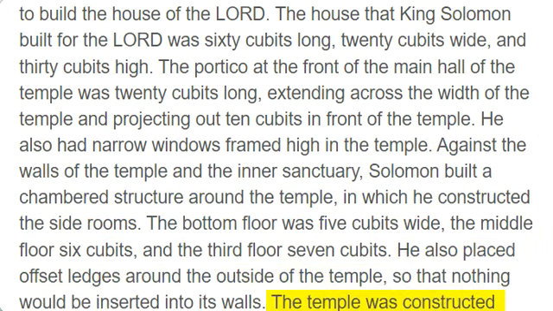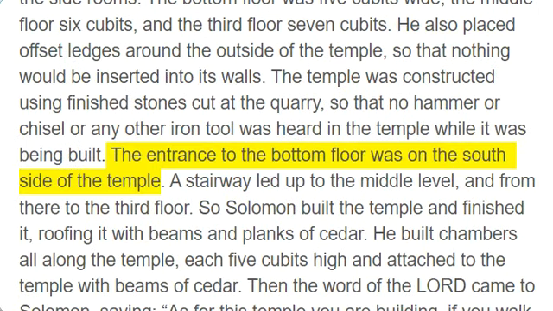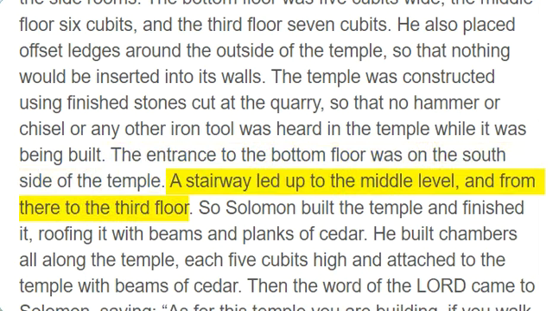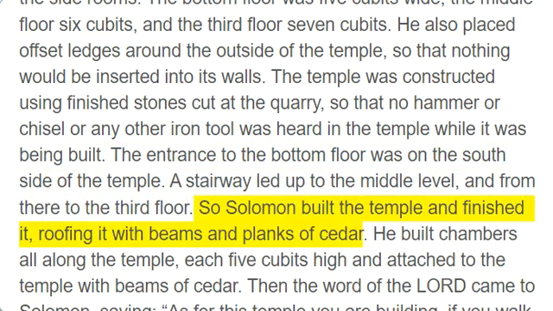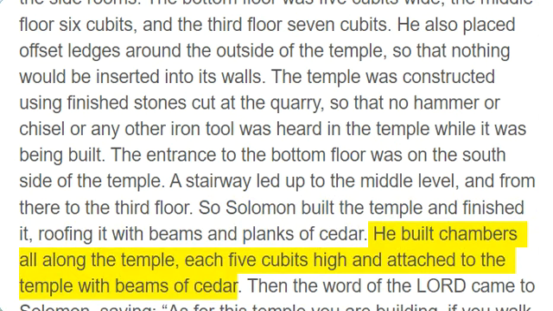The temple was constructed using finished stones cut at the quarry, so that no hammer or chisel or any other iron tool was heard in the temple while it was being built. The entrance to the bottom floor was on the south side of the temple. A stairway led up to the middle level, and from there to the third floor. So Solomon built the temple and finished it, roofing it with beams and planks of cedar. He built chambers all along the temple, each 5 cubits high and attached to the temple with beams of cedar.